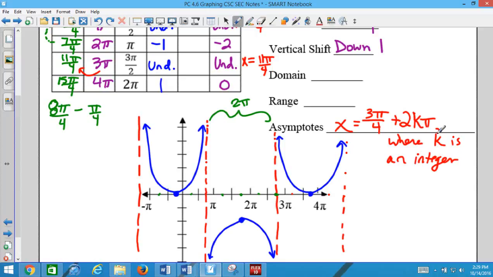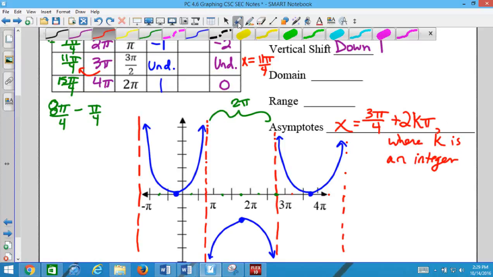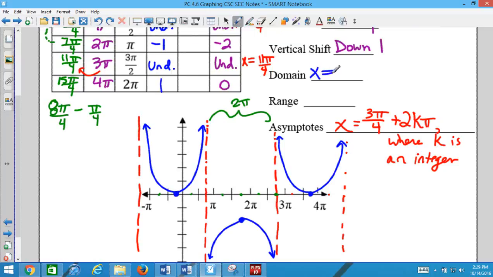Now my domain is everything except for the asymptotes. So my domain, I'm going to take what I wrote for asymptotes and I'm going to write x does not equal 3 pi over 4 plus 2k pi, where k is an integer. We could write our domain in interval notation, but it would be very, very messy. So we're just going to write it in set notation, the way I wrote it right there.